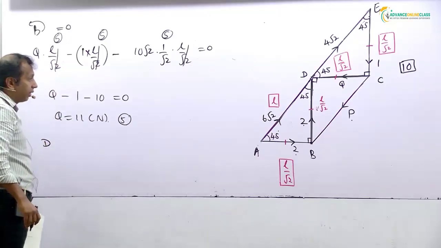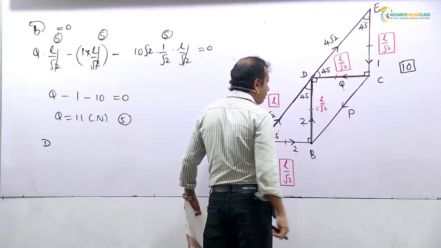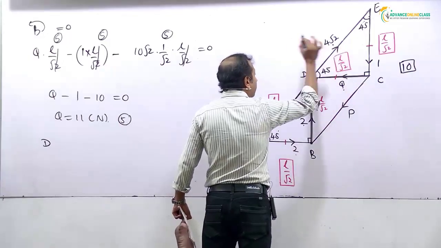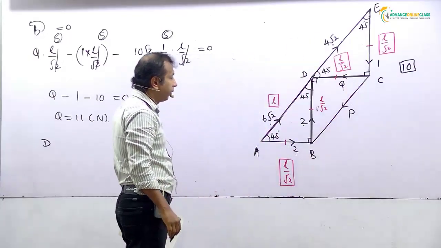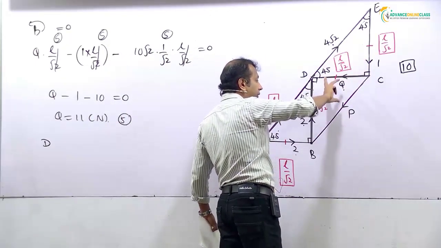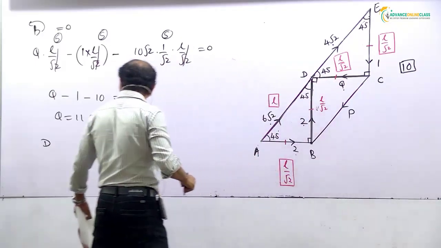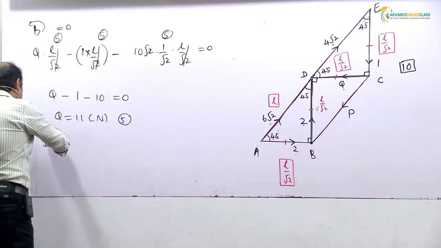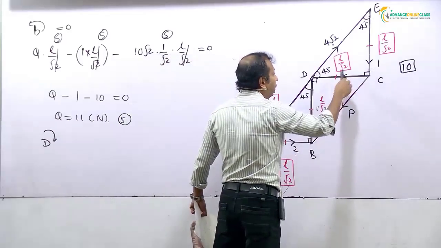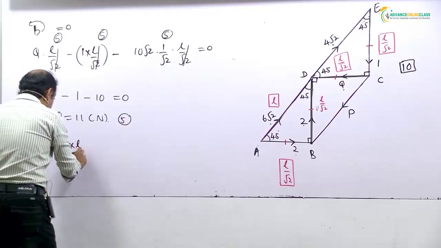When you take moment around D, this Q does not give any moment. This 2 doesn't give. This 6 root 2, this 4 root 2 do not give any moment. Then we get this 1 clockwise, P clockwise, 2 clockwise. We'll take the clockwise moment. What do you get? 1 into L over root 2, clockwise moment.